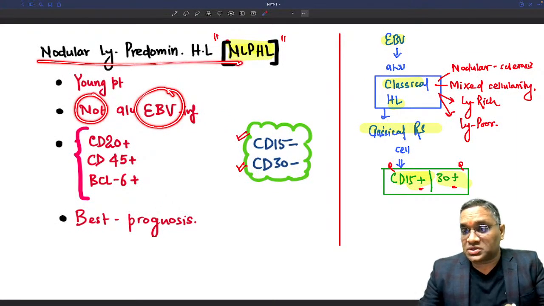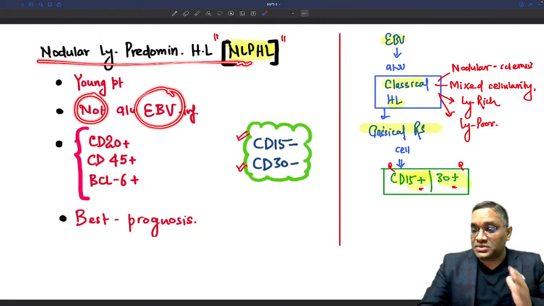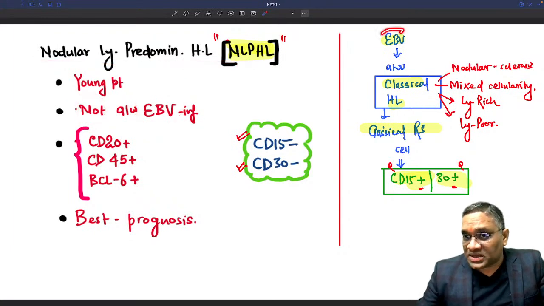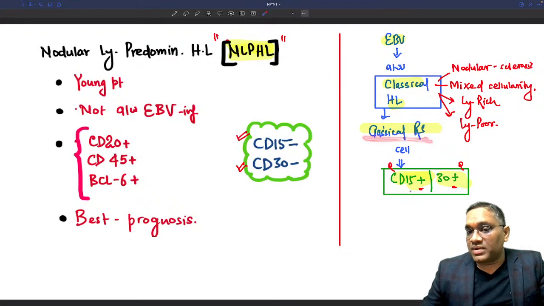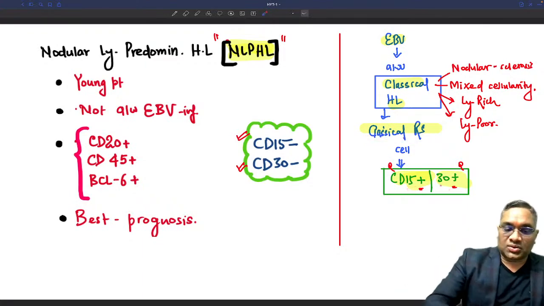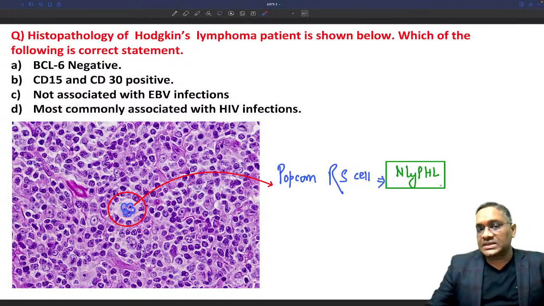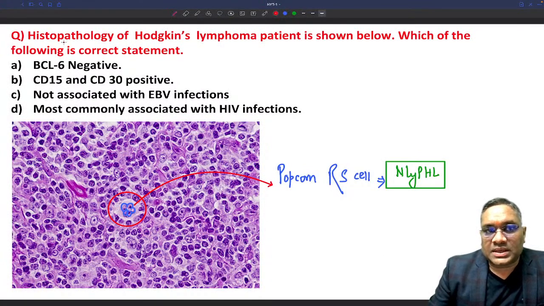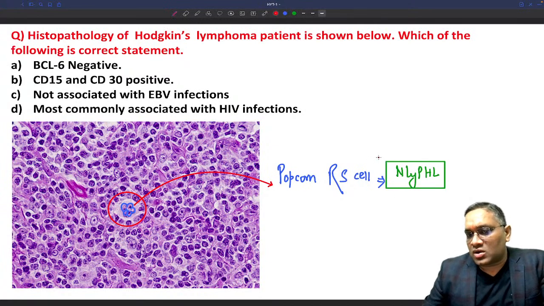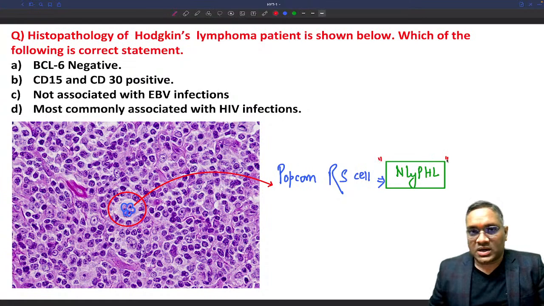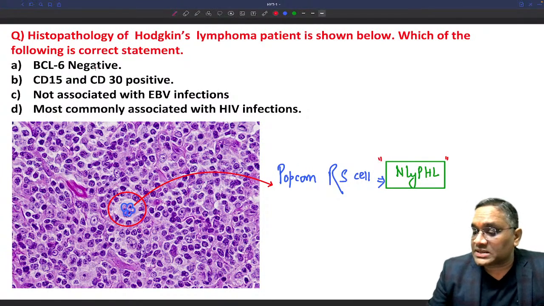It's a very important question in NEET PG as well as in INI-CET exam, and this came in the FMG exam also, right? So who is affected with Epstein-Barr virus? It is the classical Reed-Sternberg cell, and they will be positive for 15 and 30. So let us see one by one. What are the options? BCL6 is negative. By seeing this image, we can conclude that this is a popcorn Reed-Sternberg cell of nodular lymphocytic predominant Hodgkin's lymphoma, and they are BCL6 negative.